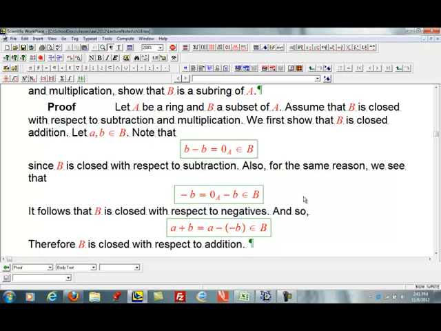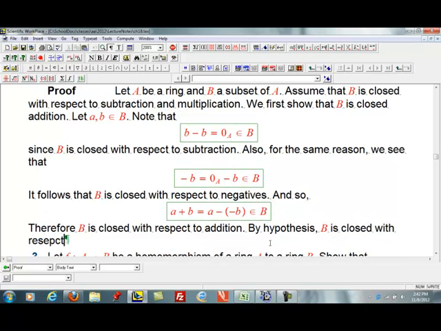Now, what's the last thing we have to show? Multiplication. But isn't that by hypothesis? I can't spell multiplication today. Draw your conclusions. Therefore, B is a subring of our ring A. That makes sense?